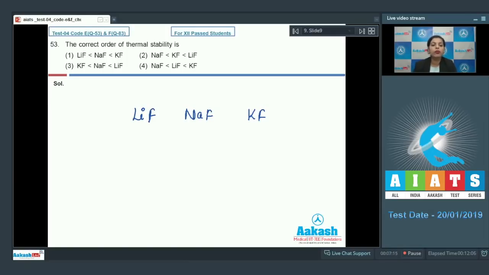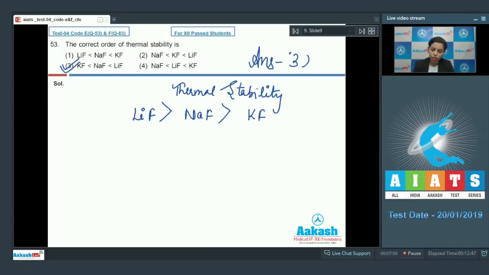If I talk about lithium fluoride, it has very high lattice energy due to its small size, as well as the size of fluorine is also small. So maximum lattice energy is there for lithium fluoride, then for sodium fluoride, and then potassium fluoride. On that basis, this is the correct order of decreasing thermal stability, and this order is given here in option 3. That's why I'll choose it as the correct option. First, potassium fluoride, the least, then sodium fluoride, and highest thermal stability is there for lithium fluoride. So, option 3 is the correct one.